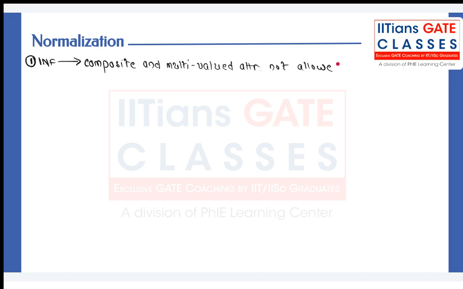What does this mean? Very basic example. A person may have more than one mobile number, right? A person P1 may have more than one mobile number. So you can't store the mobile number like this, for example, 1, 2, 3, 4, comma 5, 6, 7, 8. You are not allowed to store like this because it's a multi-valued attribute. You cannot store in a single cell. In a single cell, you cannot store multiple values. You can only store a single value.